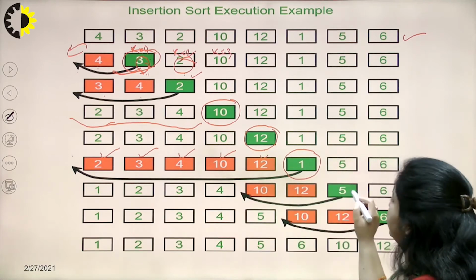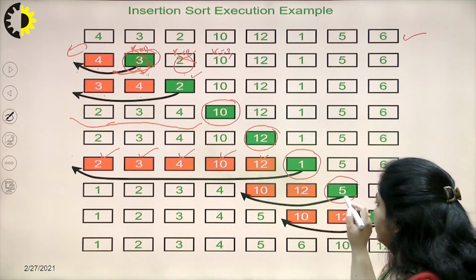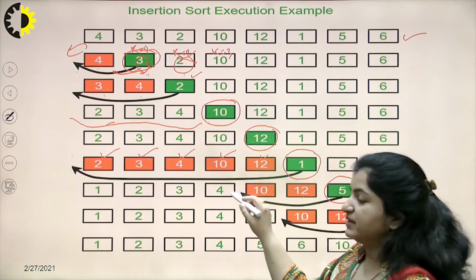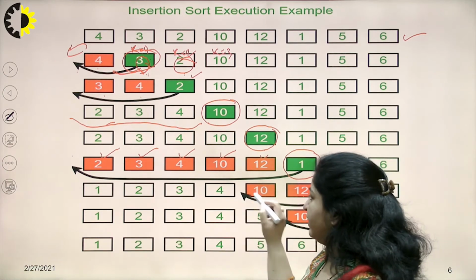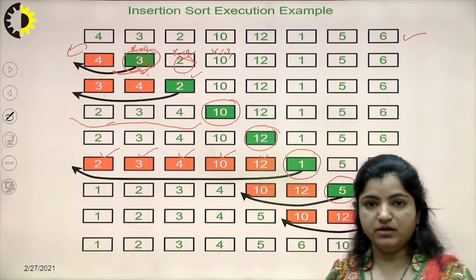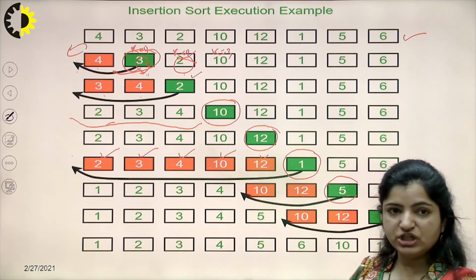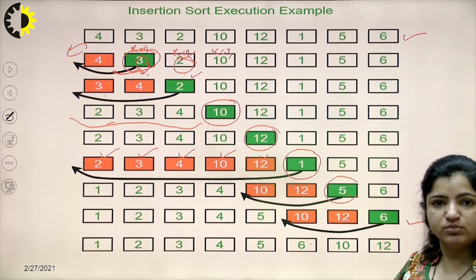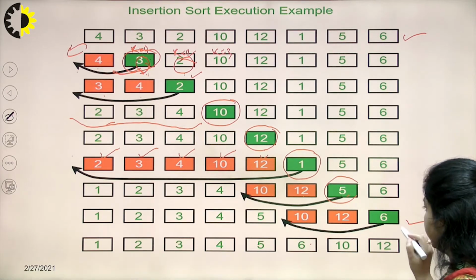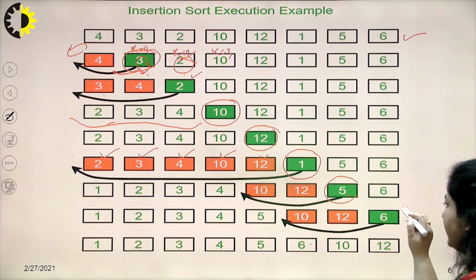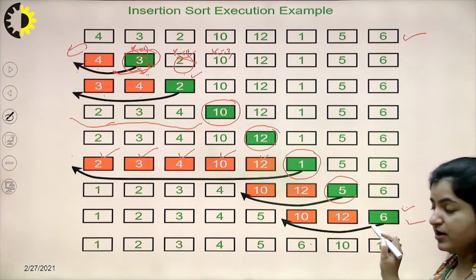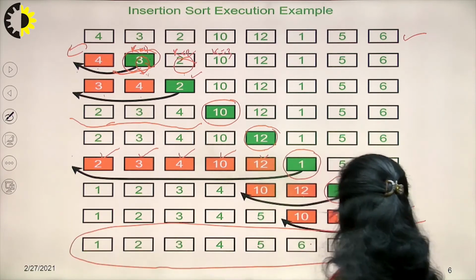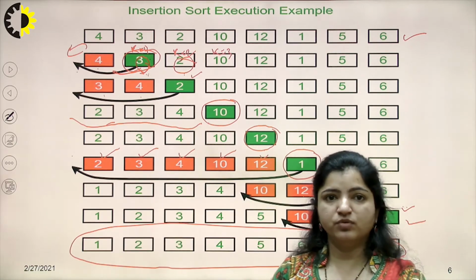Then we'll move forward, then we'll check for 5, fine. So I'll check that 5 is smaller than 12, it is smaller than 10, but it is greater than 4. So that means 5 should be placed between 4 and 10. Fine, so 5 will come at its position. Similarly, we can go with 6, fine. So 6 will be placed at its position. So finally, when we have reached the end of the array, we have compared every element. So here we will stop, because we got this particular array which is a sorted array now.